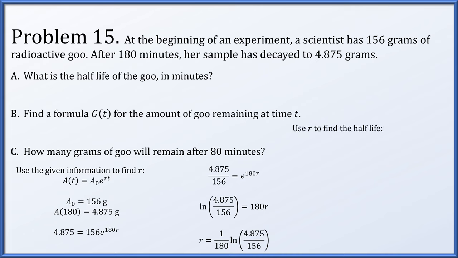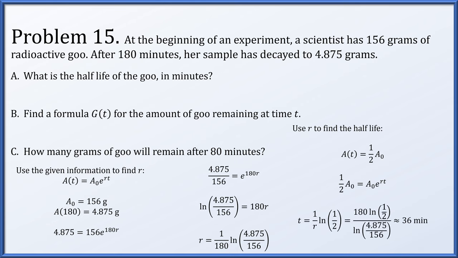Now we can take this value of r to find the half-life to answer part A. The half-life is the t which solves the amount at time t is 1/2 what you started with. So we set 1/2 the amount we started with equal to a of t, the initial amount times e to the rt. The a0s cancel, we know the value of r, and you can solve for t, and it works out after you plug and chug to be about 36 minutes.